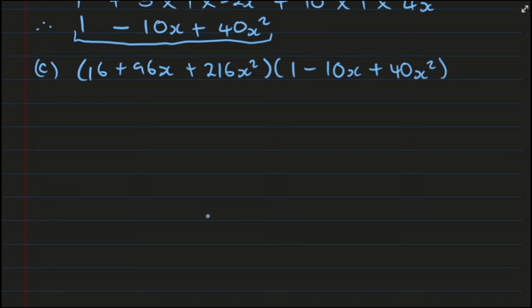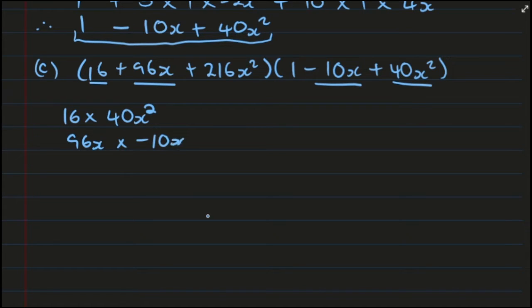So you can identify terms that if you multiply them together from each bracket, they'll give you a term in x squared. So for example, if you multiply 16 from this bracket times 40x squared, you end up with a term in x squared. So we've got 16 times 40x squared. And if you multiply 96x with negative 10x, you get a term in x squared. So that's 96x times negative 10x. And if you multiply 216x squared with 1, you get a term in x squared.